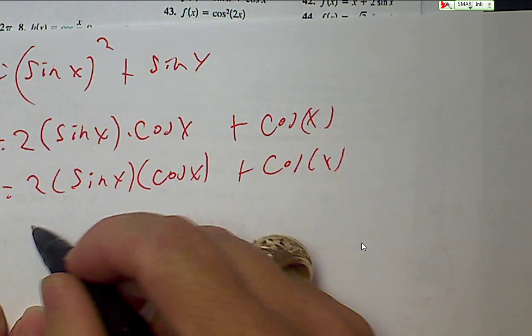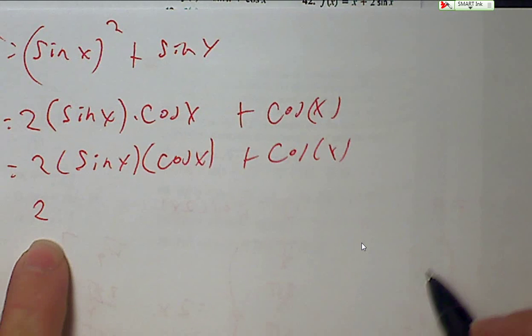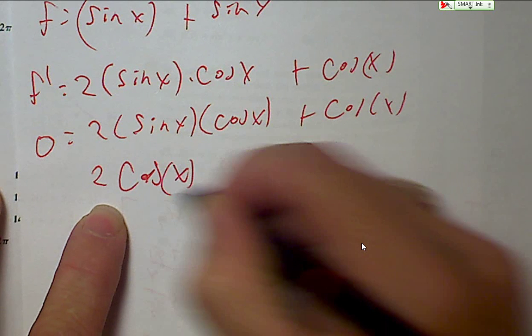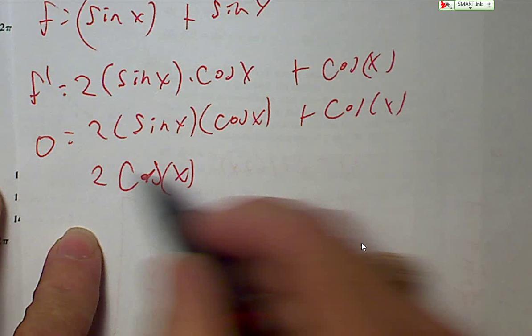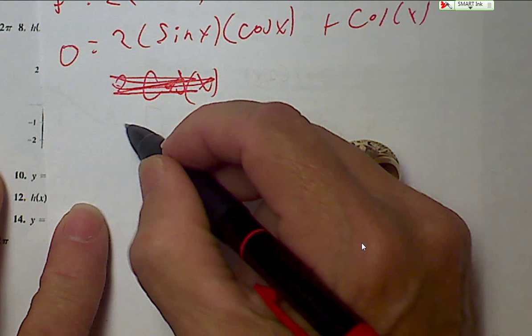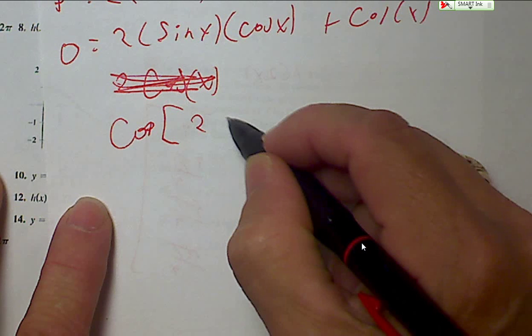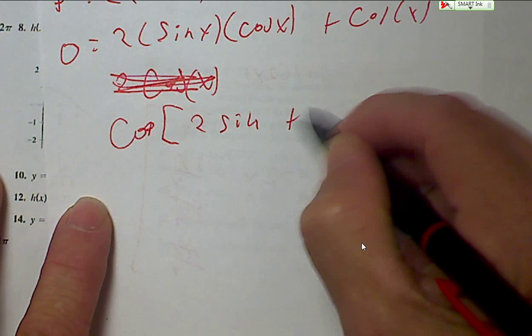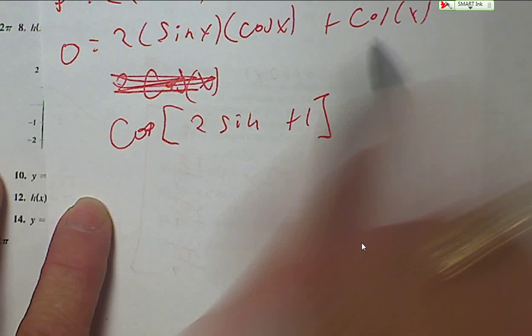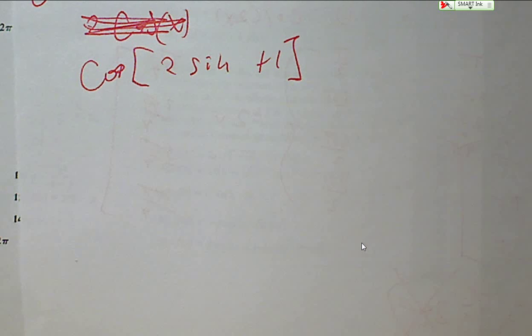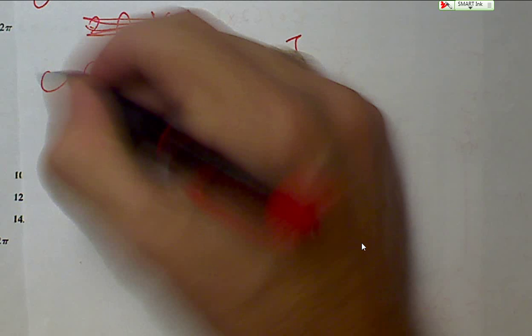Give me 2, anybody? 2 cosine. Or can you take the 2 out? I cannot take the 2 out, thank you. It is cosine times 2 sine plus 1. So I'm perfect now, right? Now I have terms being multiplied together. I factored. I can set that equal to 0 and talk about what each term does to me.